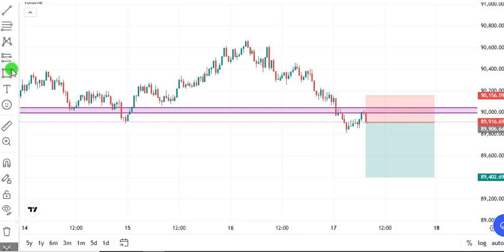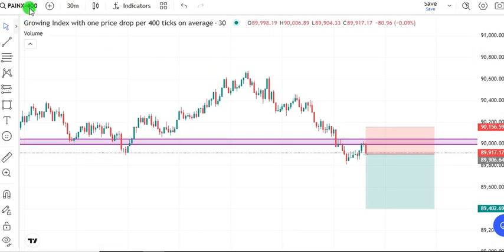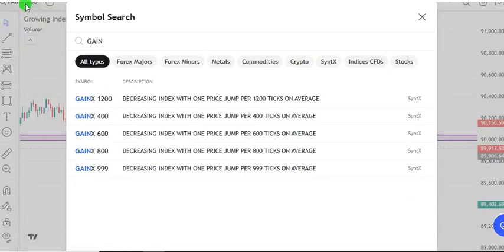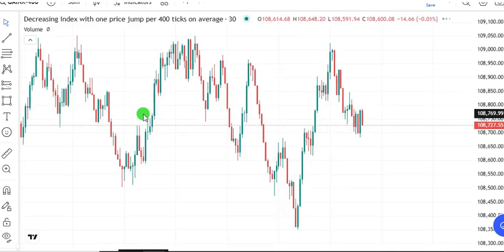So I think the analysis is pretty simple on that. You saw the previous structure. So let us go straight to the next one, which is going to be GainX 400, which is a sibling to that. Oh, I'm spelling Ghana. Ghanaians, how are you guys doing? It's been a while. Okay, so let's go to GainX 400.